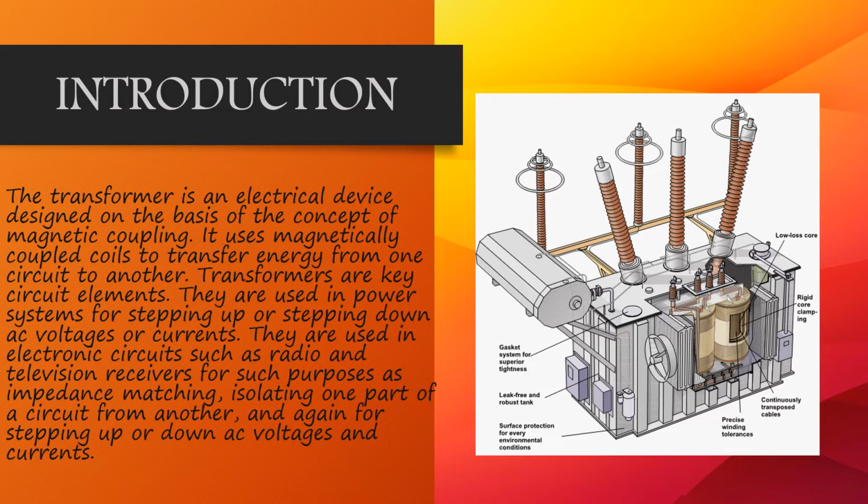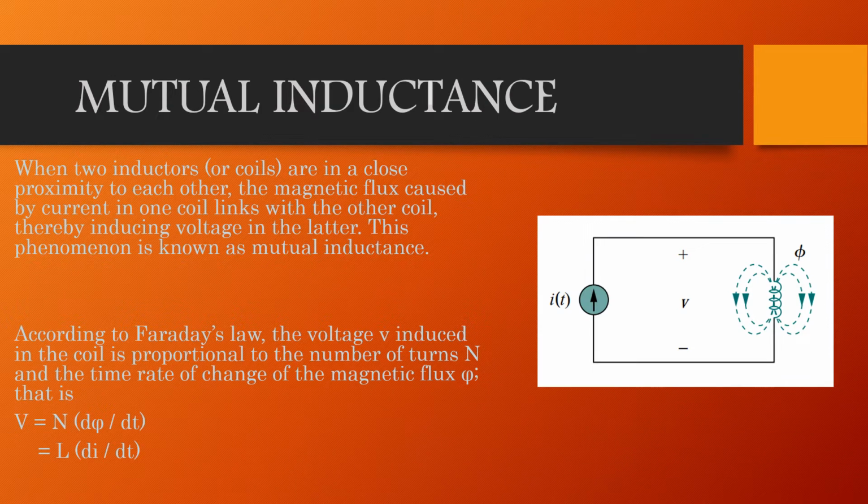Right. Now let's dive into the concepts that are involved in the transformer. That is mutual inductance. When two inductors are in close proximity to each other, the magnetic flux caused by current in one coil links with the other coil, thereby inducing voltage in the latter. This phenomenon is what is known as mutual inductance.